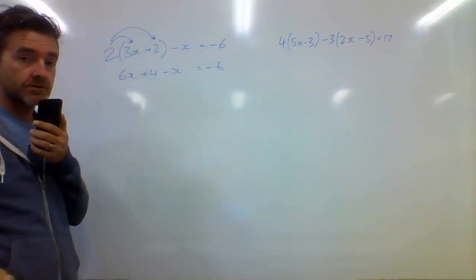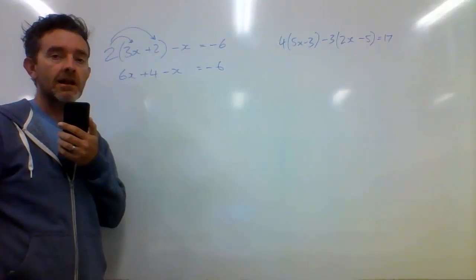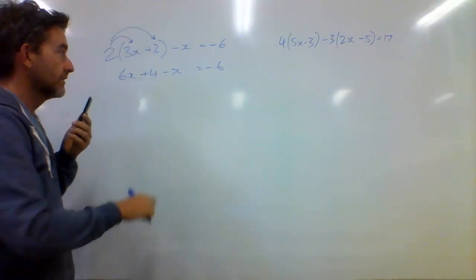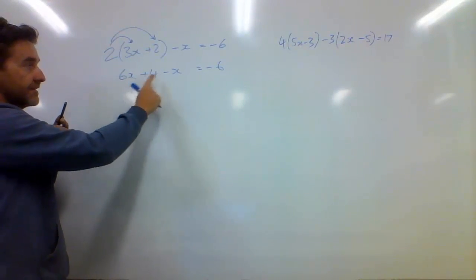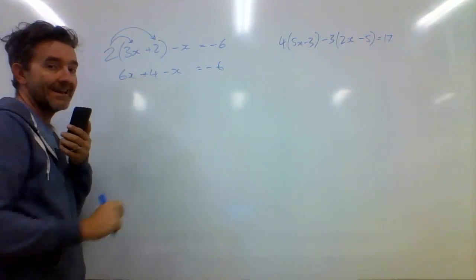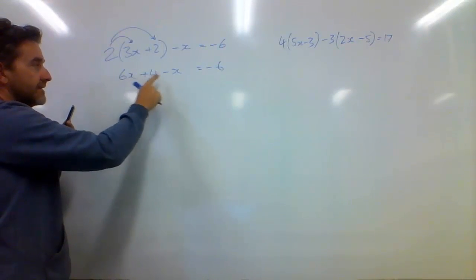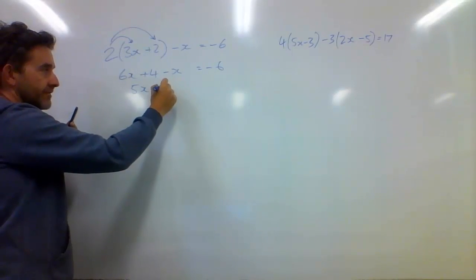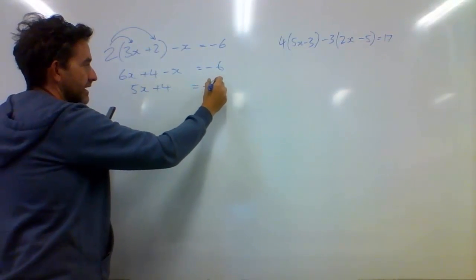As I mentioned before, now I need to collect like terms. Like terms have the same pronumeral in them. The pronumeral here is x. So I've got the term 6x and the term negative 1x. So 6x take 1x is 5x. I've still got the plus 4, don't forget that. And it's still equal to negative 6.